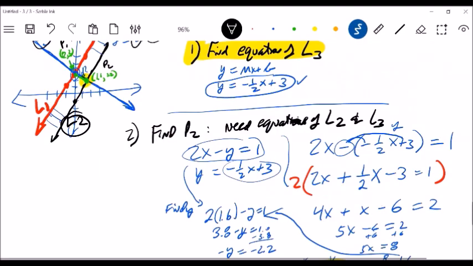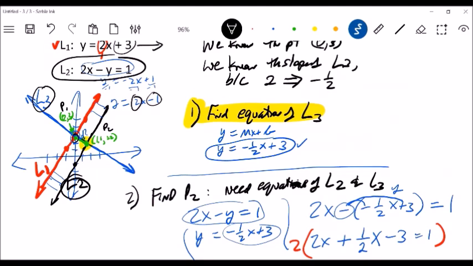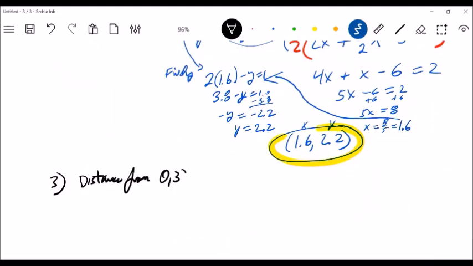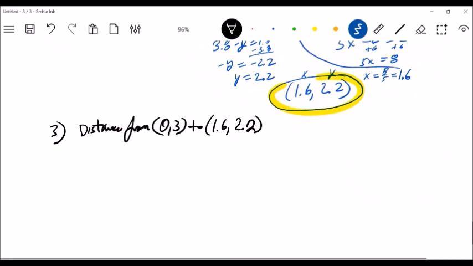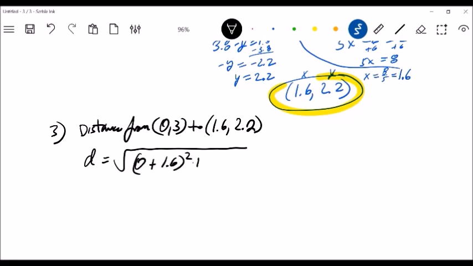Distance from, and the first point is this 0, 3. From 0, 3 to 1.6 and 2.2. So distance is equal to the square root of 0 plus 1.6, because it doesn't have to be the 2 here. Wait a minute. I've got to be careful. I was so busy trying to do this. Let's make it minus like it should be. 0 minus 1.6 squared plus 3 minus 2.2 squared.